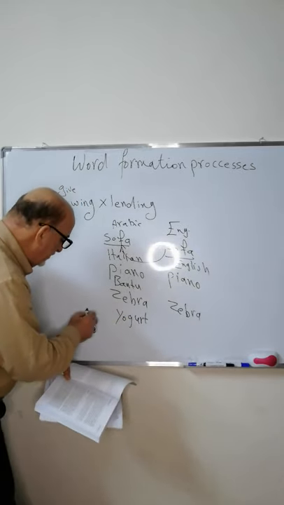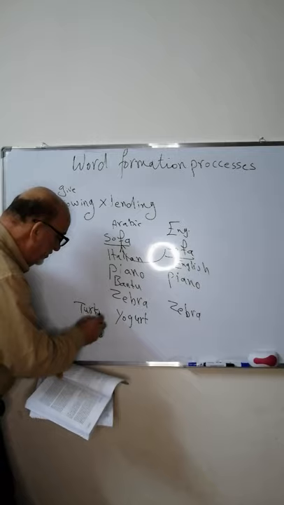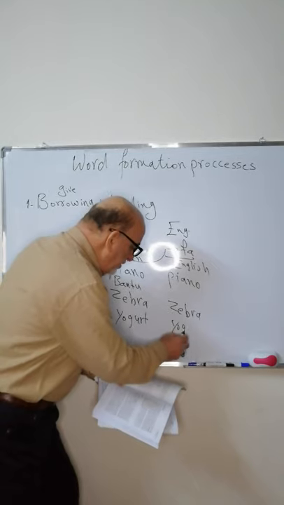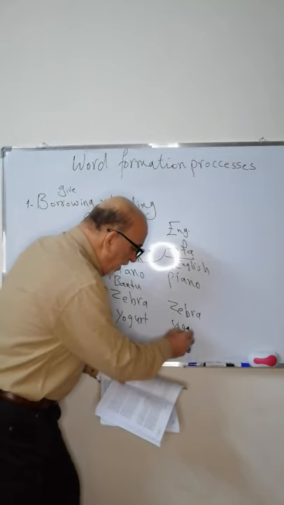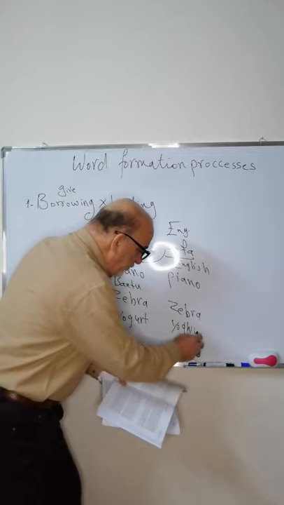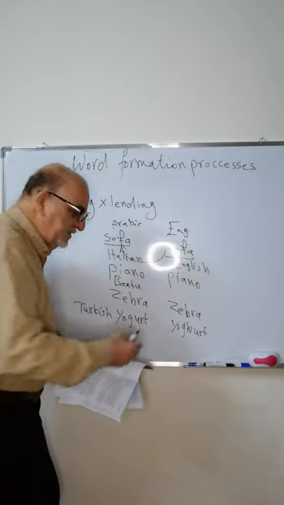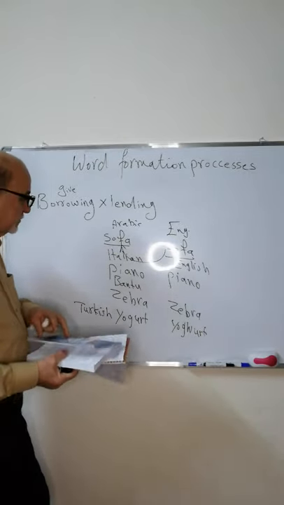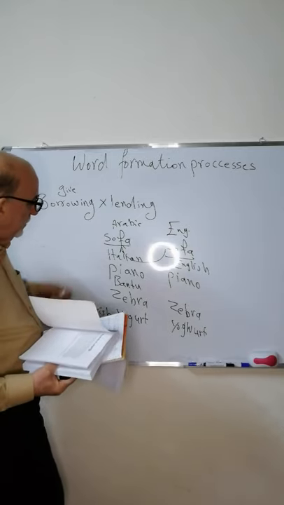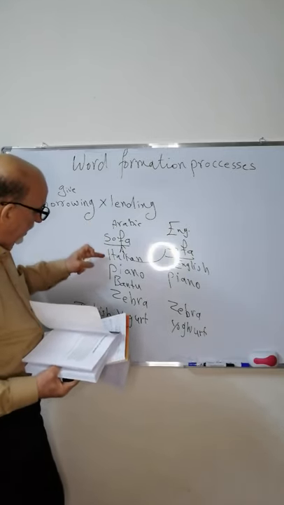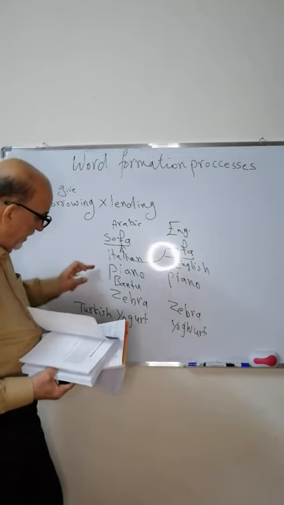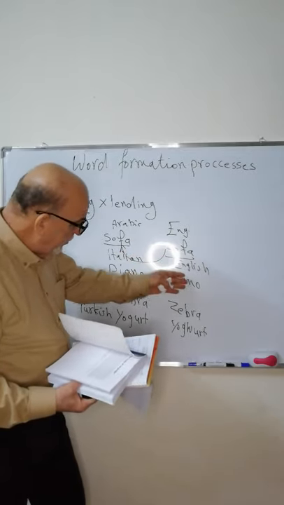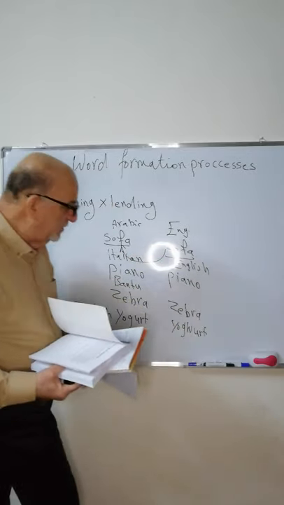What about the word yogurt? Yogurt is taken from the Turkish word yogurt. Here we have Y-O-G-H-U-R-T, I'll put the H between parentheses. So, yogurt. So, these words: sofa from Arabic, piano from Italian, zebra from Bantu, yogurt from Turkish, into English. Sofa, piano, zebra, yogurt, etc.